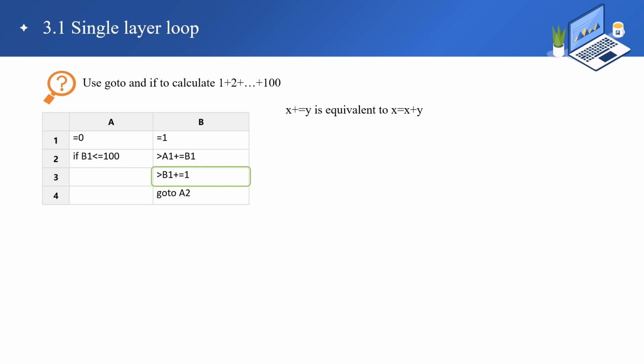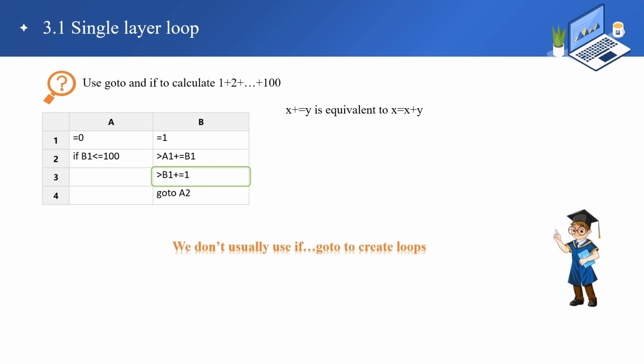Obviously, the loop written by the for statement is simpler than the if goto structure, and it is not easy to make mistakes. If the action of adding a loop variable by 1 is omitted accidentally, the loop created by if goto will never end. Moreover, such goto violates the principle of not jumping backward. So we don't usually use if goto to create loops.